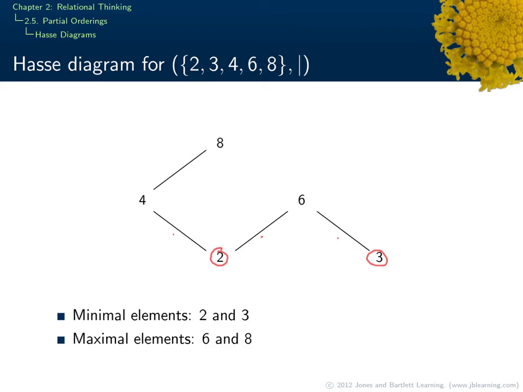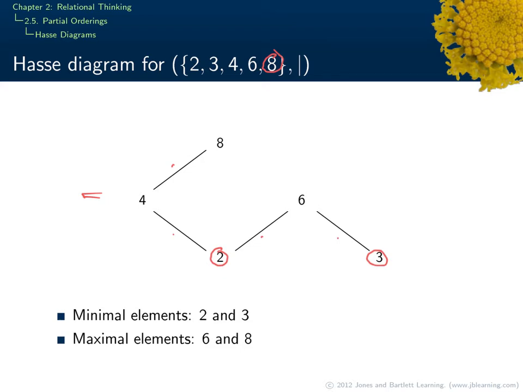Now, we've drawn, we're now up at this level, including 4 and 6. Are there any immediate successors of 4? Well, we see that 8 is divisible by 4, and there's no smaller number in between that's divisible by 4, so we draw an ascending line from 4 to 8. 6 does not have a successor.